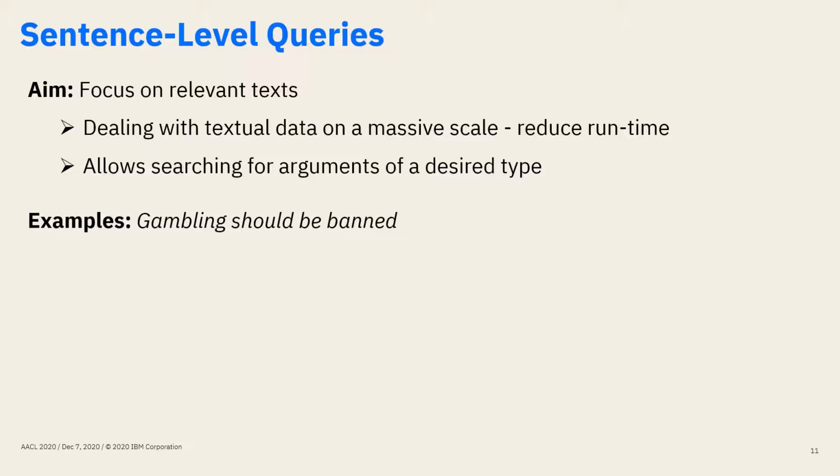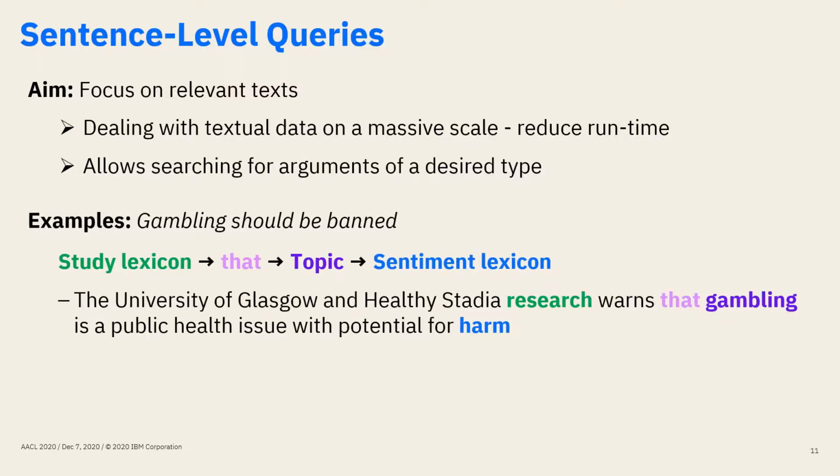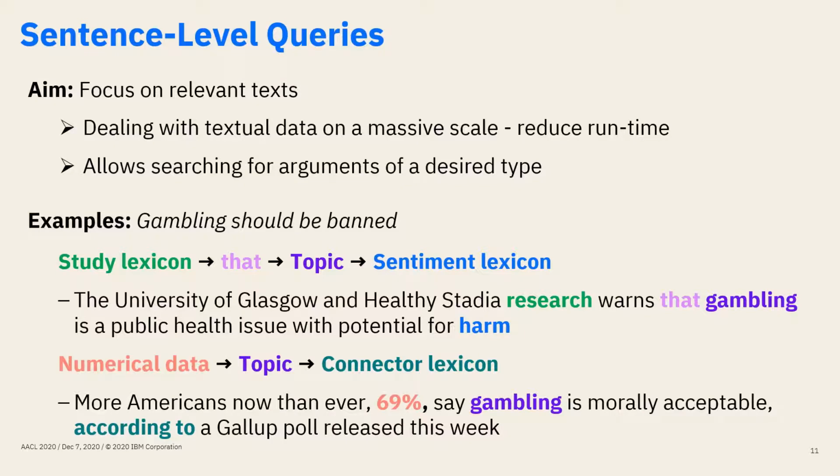It is composed of 4 elements: a word from a study lexicon, the word that, the topic, and a word from a sentiment lexicon. The study lexicon is composed of words and phrases associated with studies, such as study, research, finding, etc. Here is another example of a query that is targeted at detecting study evidence. All sentences with a number followed by the topic and the phrase from the connector lexicon will be among the query results.